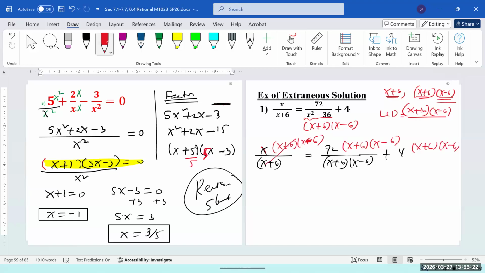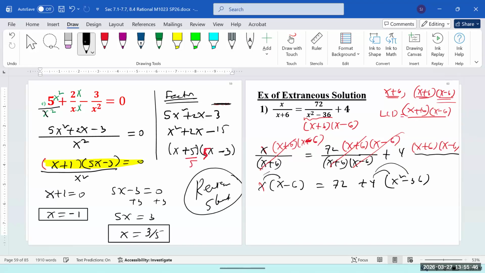So what happens? You cancel this, and there is no denominator on the right. So you have x times (x minus 6) equals 72 plus 4 times (x squared minus 36). One good thing about this method is there's no denominator, but you'll get into trouble later. So we distribute: we get x squared minus 6x equals 72 plus 4x squared minus 144. What is 36 times 4? Someone in my first class told me 144 without doing any math. The answer was correct, 144.